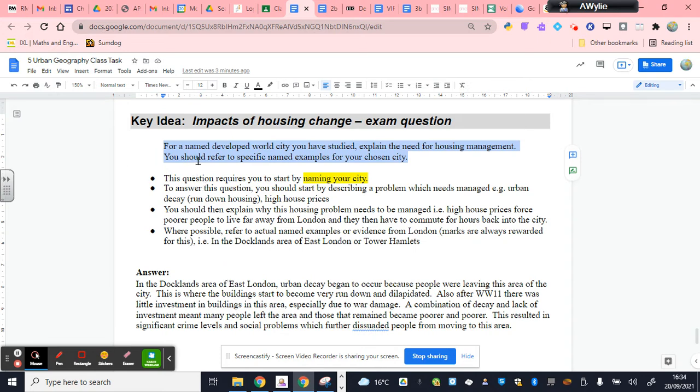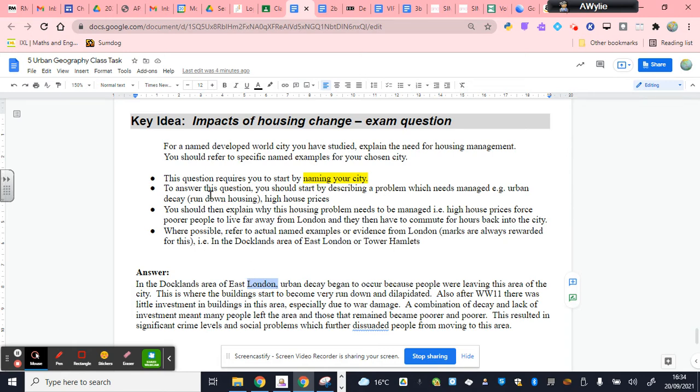The question says for a named developed world city. So you must start by naming your city, and you will see down here that that is something that I've done. I've named London. No mark for that, but it's a requirement of the question, so I needed to name my city.